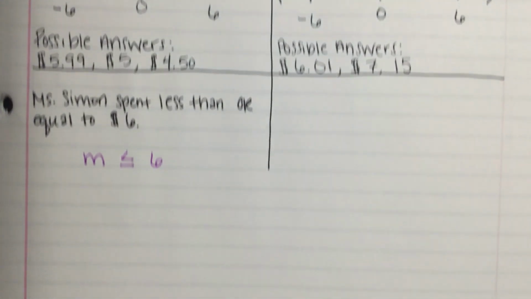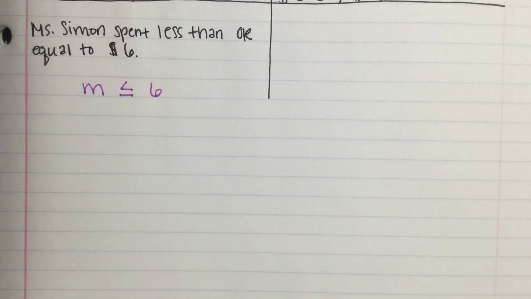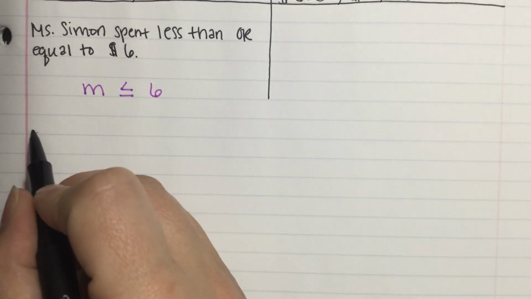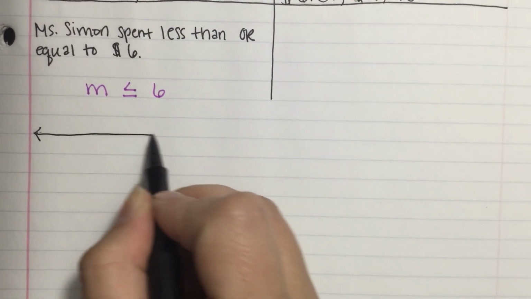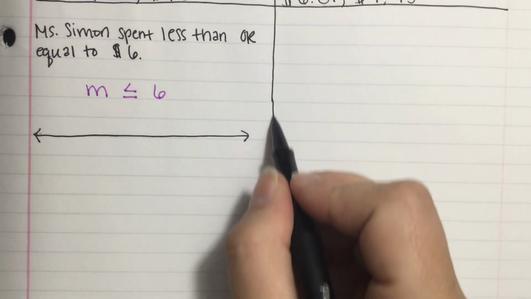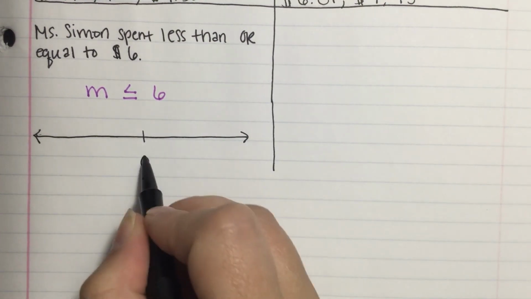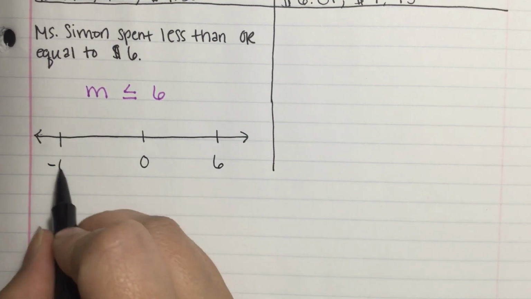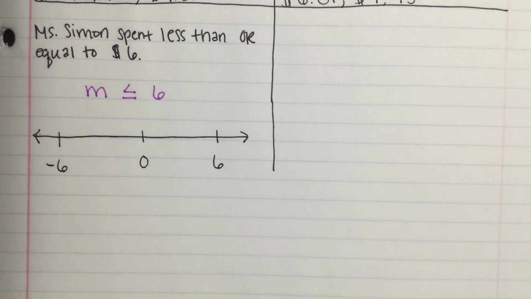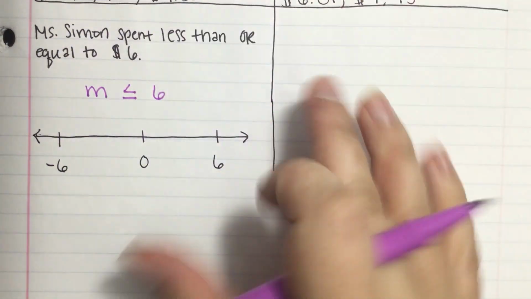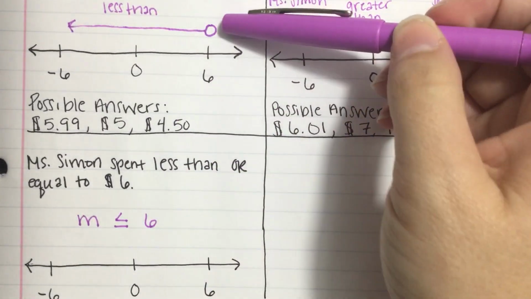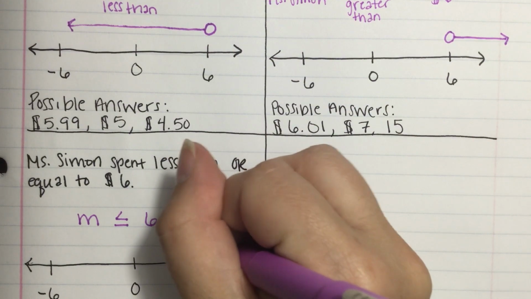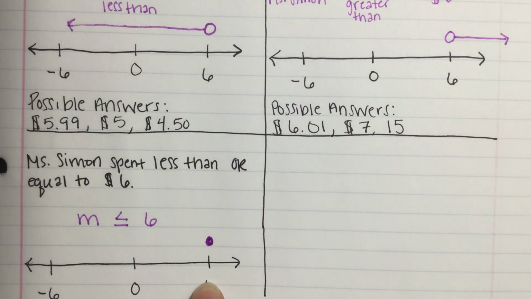So it's kind of showing both at the same time. Now, my graph, again, is going to look super similar. Still going to have 0 in the middle. I'm going to have positive 6 on the right, negative 6 on the left. But now I'm saying that it can be equal to 6. So instead of an open circle, like I used up here, I'm actually going to use a filled in circle because it could be equal to 6.